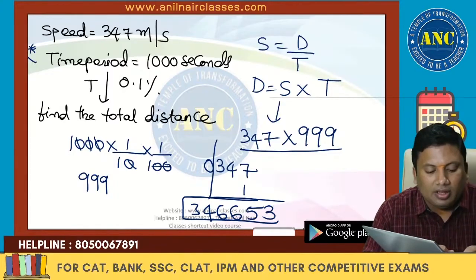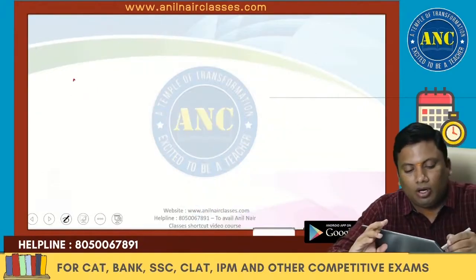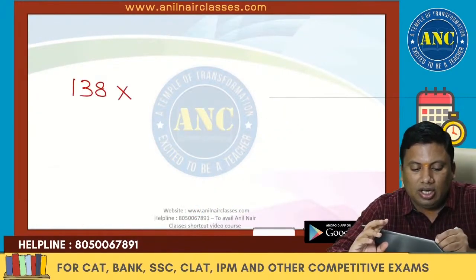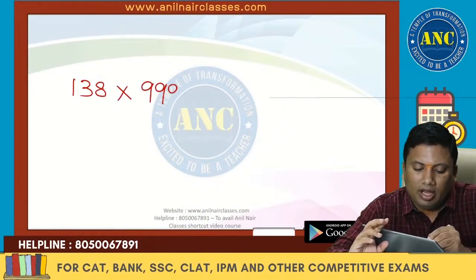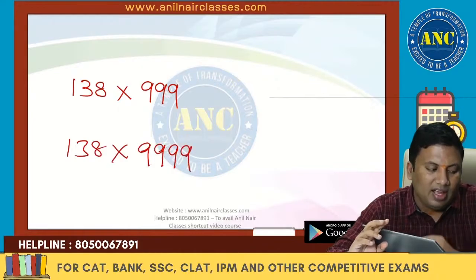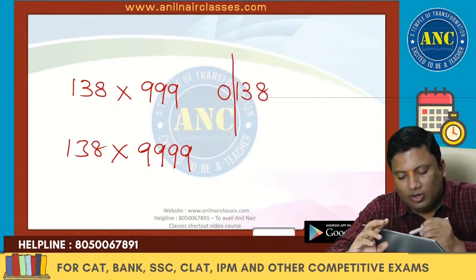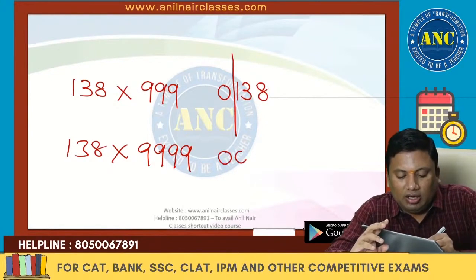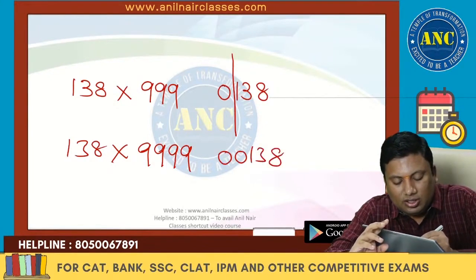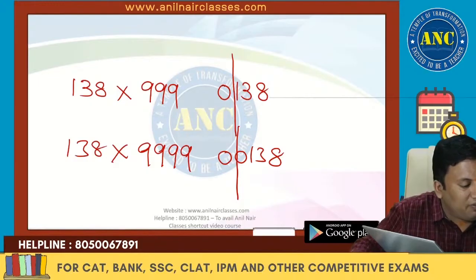Dakshita, the zero should be placed if the number of nines is more. 138 into 4 nines, if it is 3 nines. This is nothing but keep a 0, so that you will keep a slash. This is nothing but keep zeros. Here you can keep a slash. I hope it is clear.